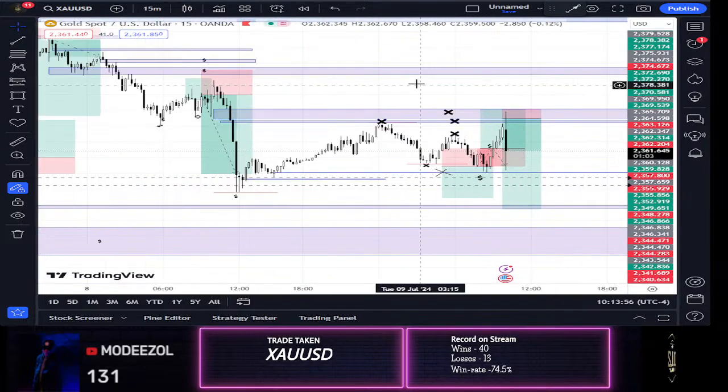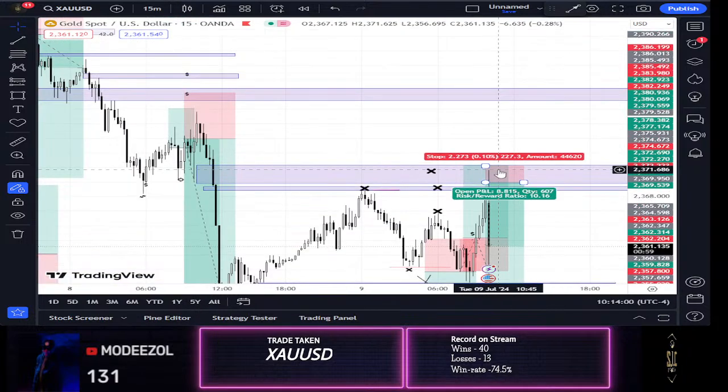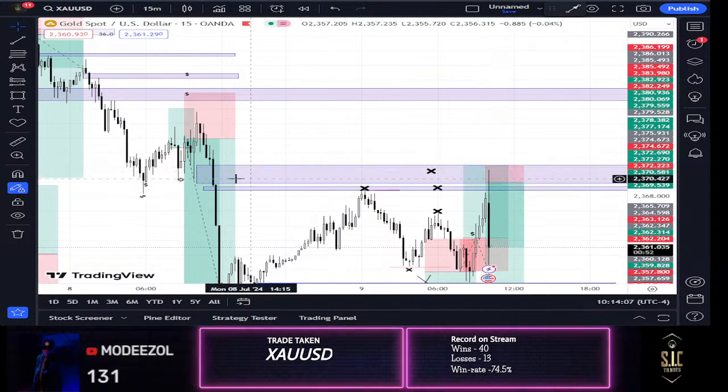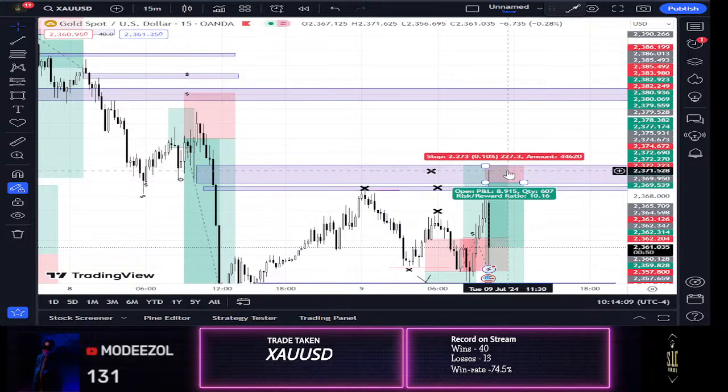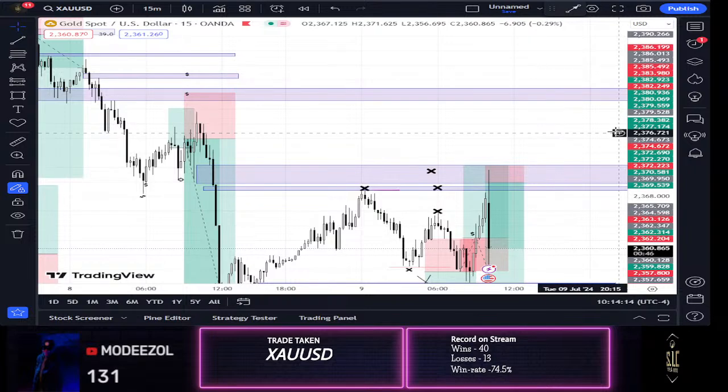I can see here we didn't fill this gap. We dipped into it well over 50% of it, right? This candle, we got into that gap well over 50%, and then we dropped.